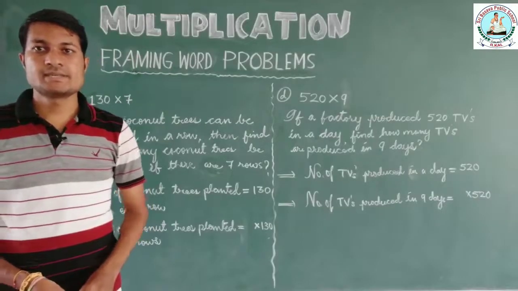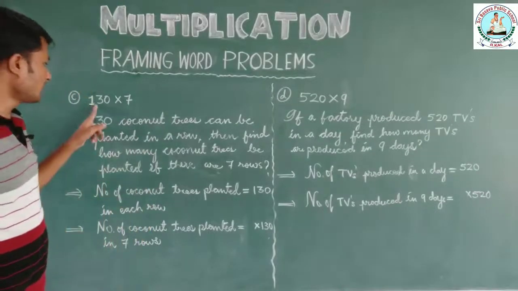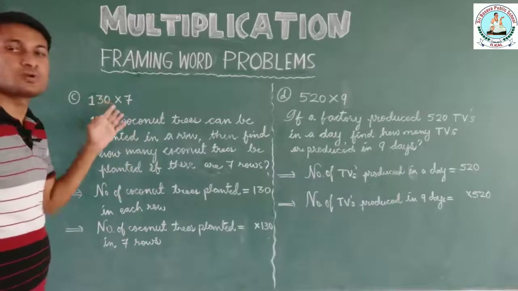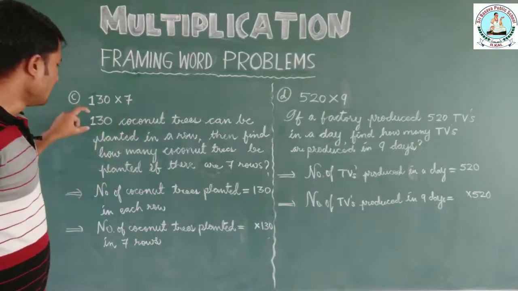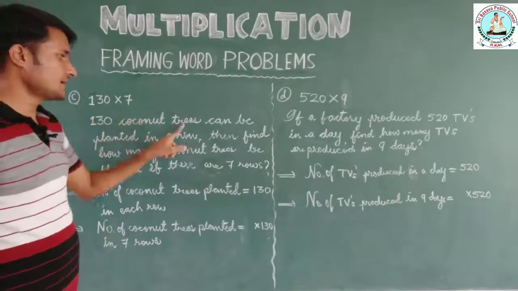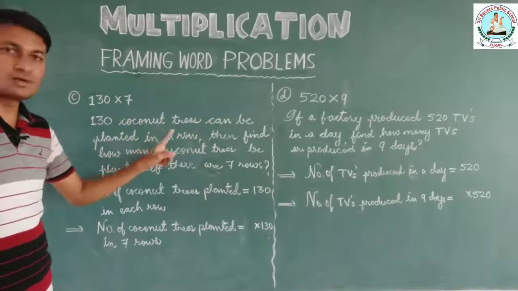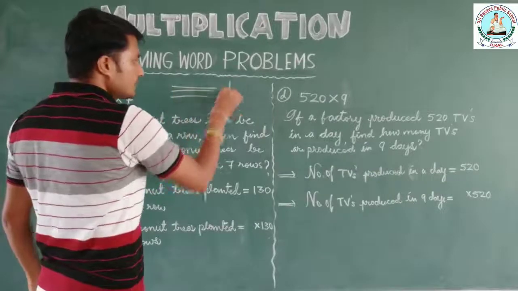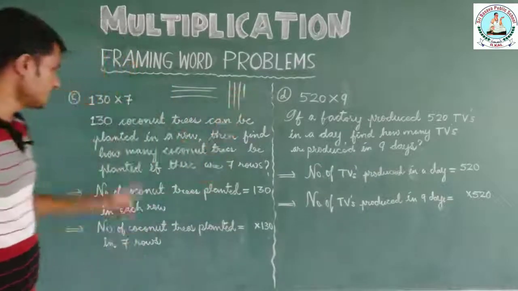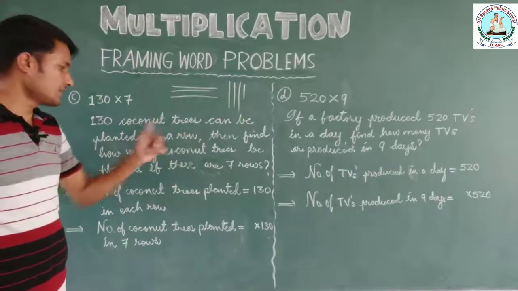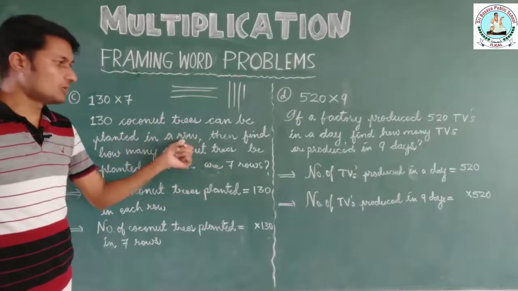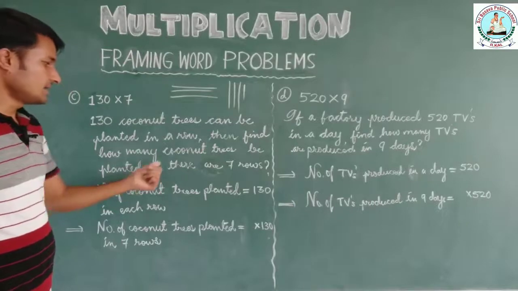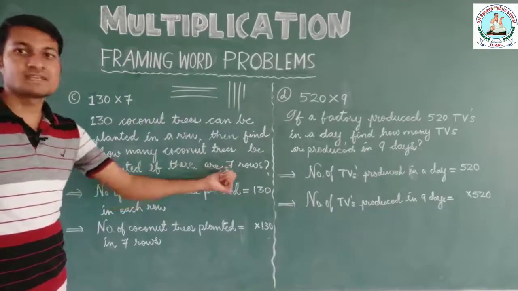Yes, let us solve the next problem, that is 130 times 7. So how can you frame a simple word problem for this? Very simple. 130 coconut trees can be planted in a row. So row means what? So these are the rows and these are what? These are the columns, right? So 130 coconut trees can be planted in a row. Then how many such coconut trees can be planted if there are 7 rows?